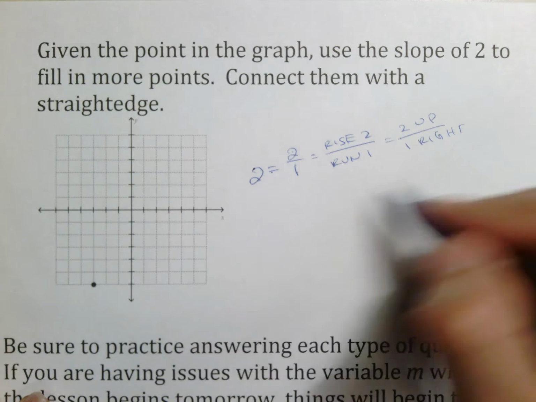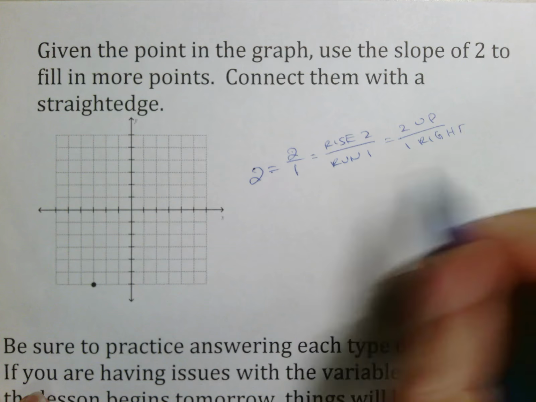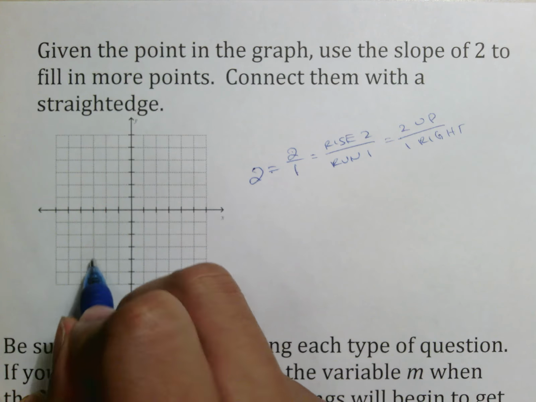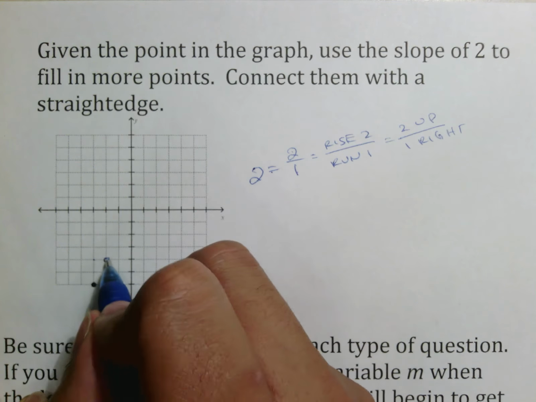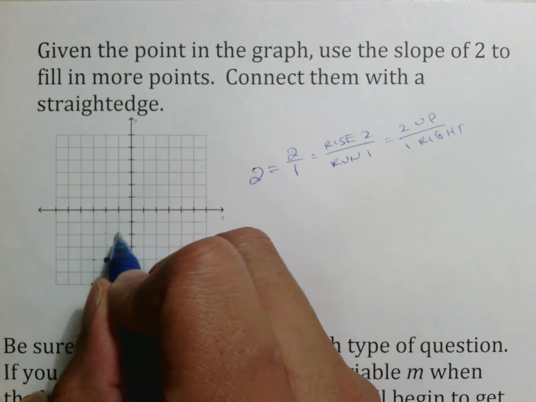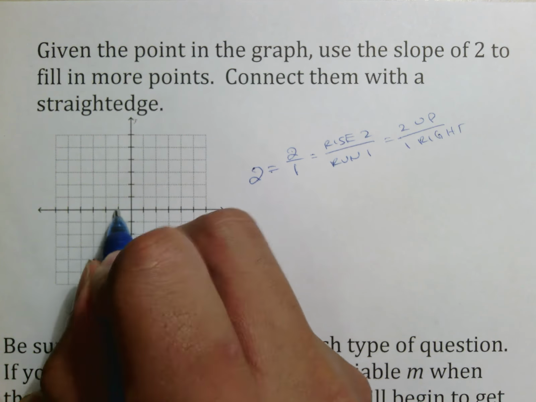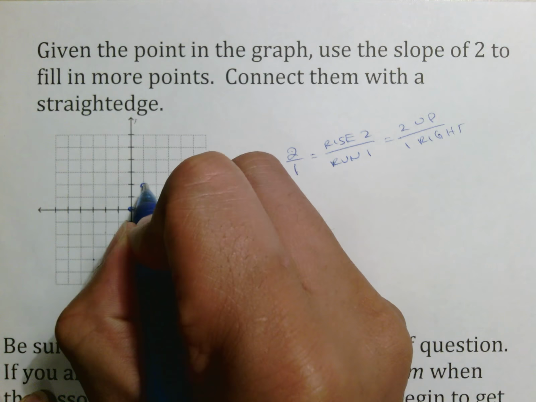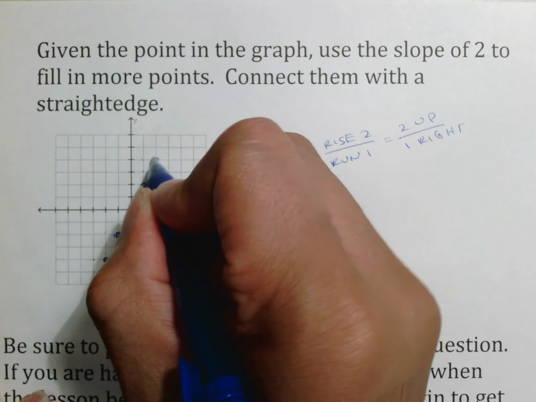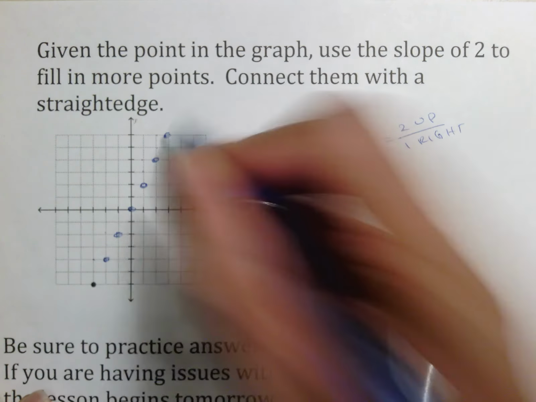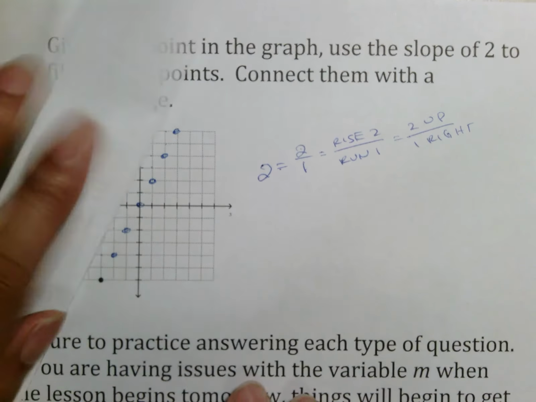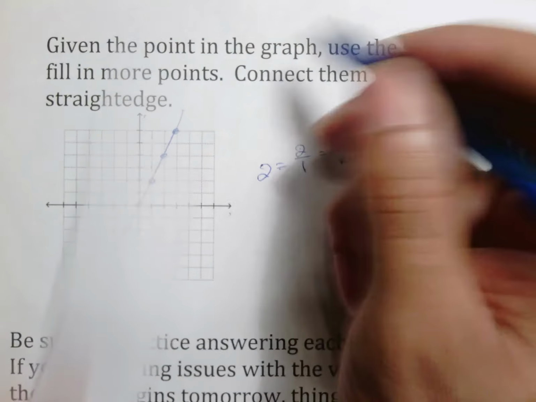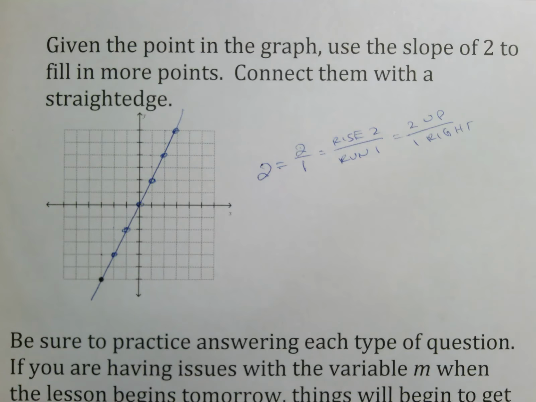If you have to write this down for yourself, that's fine. It's whatever you've got to do to get this understood. So again, go from here, it's rise 2, run 1, so up 2, over 1. Up 2, right 1. Up 2, right 1. Up 2, right 1. And from there again, connect your points with a straight edge as best as you can all the way across that region, and that is what we're looking at.